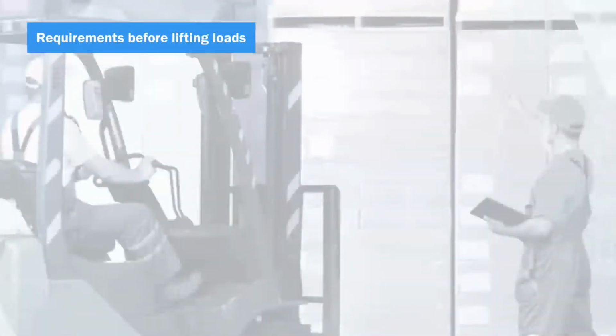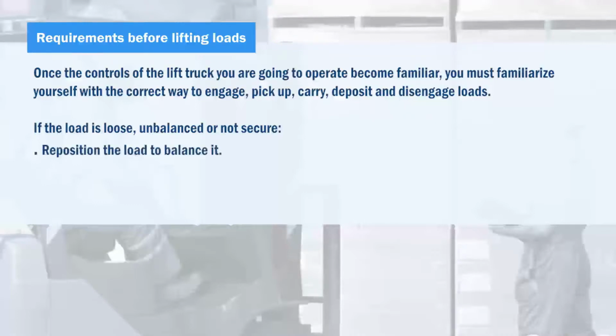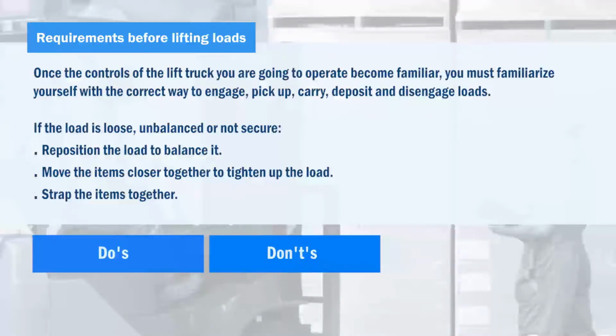Requirements before lifting loads. Once the controls of the lift truck you are going to operate become familiar, you must familiarize yourself with the correct way to engage, pick up, carry, deposit, and disengage loads. If the load is loose, unbalanced, or not secure, reposition the load to balance it. Move the items closer together to tighten up the load. Strap the items together. Here are some do's and don'ts when lifting loads.